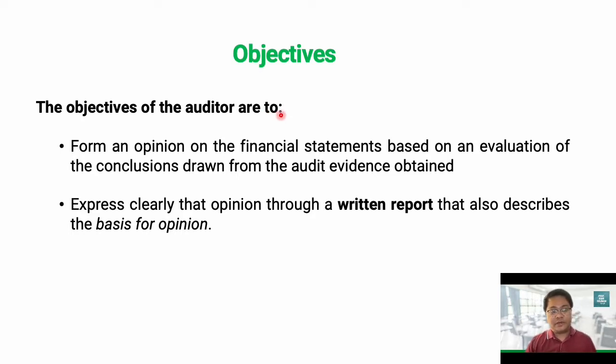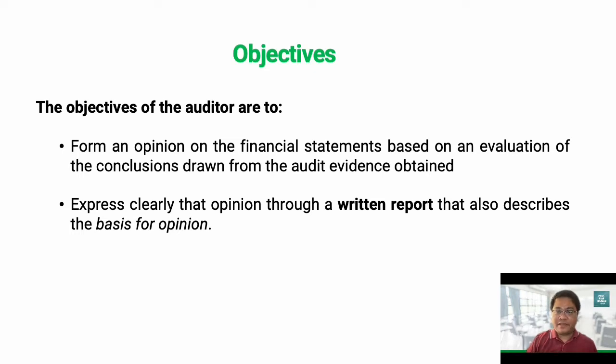Here in this part of the audit, our objective is to form an opinion on the financial statements, as mentioned earlier, based on the evaluation of the conclusions drawn from the audit evidence that we have obtained, and to express clearly that opinion through a written report that also describes the basis of our opinion. Now, in drawing conclusions from our audit evidence obtained, we have to consider the conformance of the client's financial statements based on the applicable reporting framework.